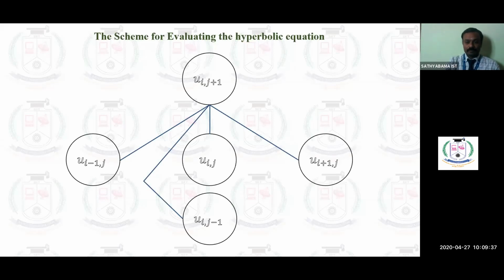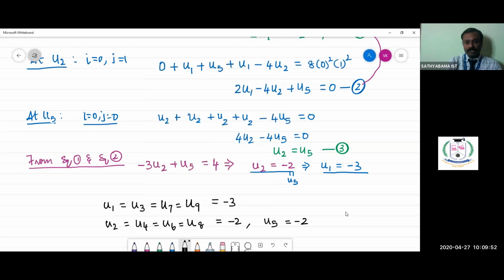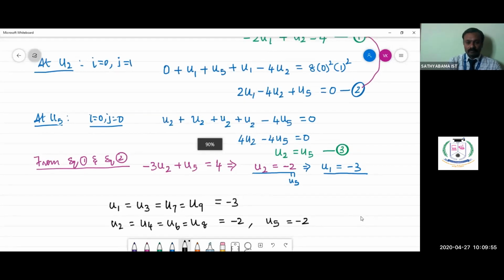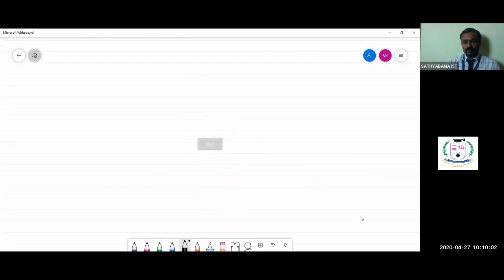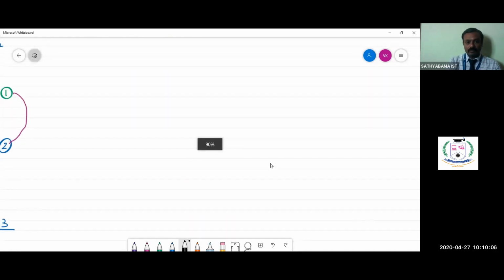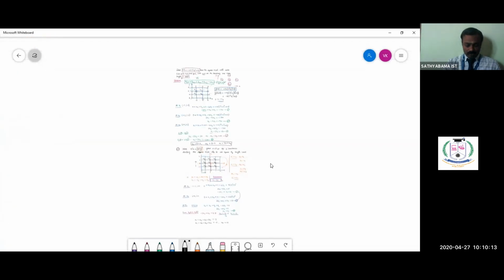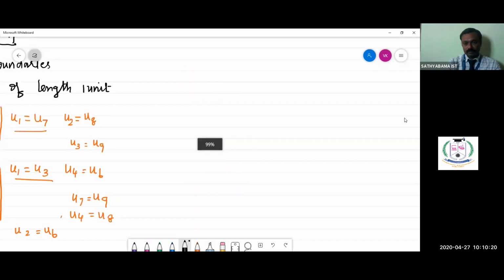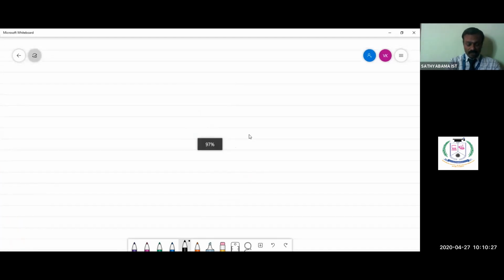Now let's solve problems based on the elliptic, the parabolic and the hyperbolic equations. First, let us solve the equation corresponding to the one-dimensional heat equation.